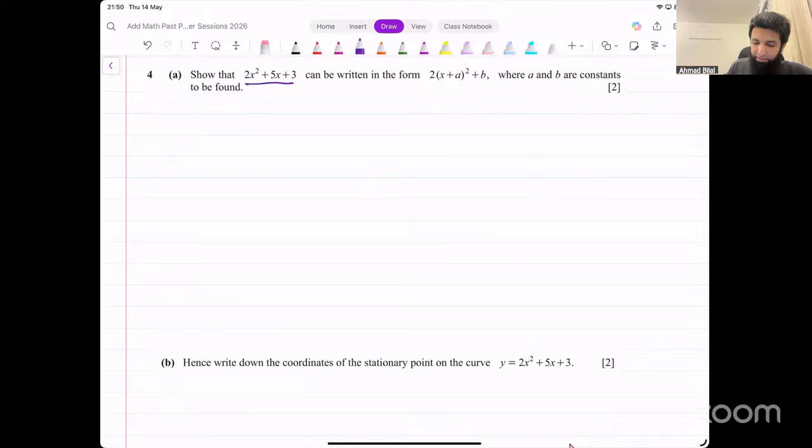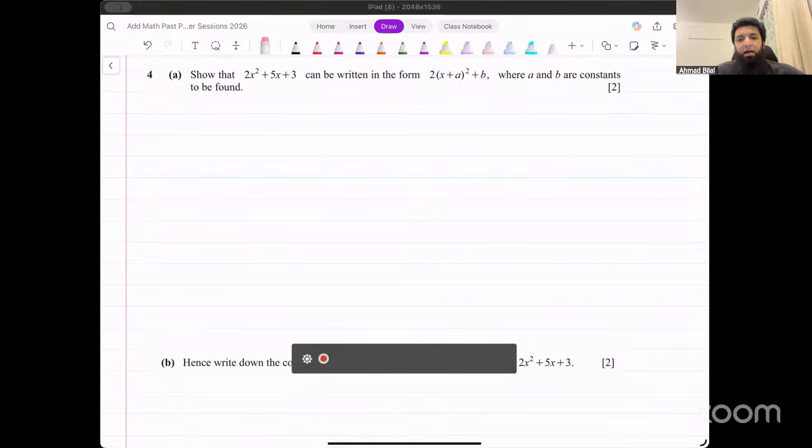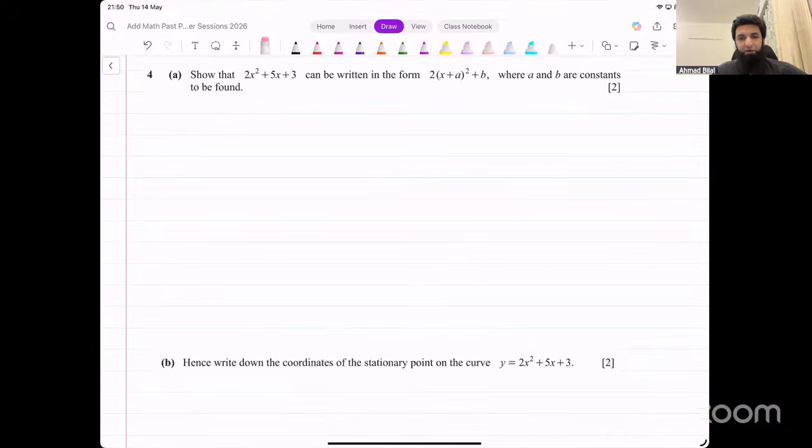Just show that this can be written in this form, where A and B are constants to be found. Now we just have to complete the square. How do we complete the square? There are multiple methods for completing the square. You can use any of them that you are comfortable with. Any method is acceptable for completing square questions, because the marks in the marking scheme are just for the final answers. So whichever method you're comfortable with, you can use that.